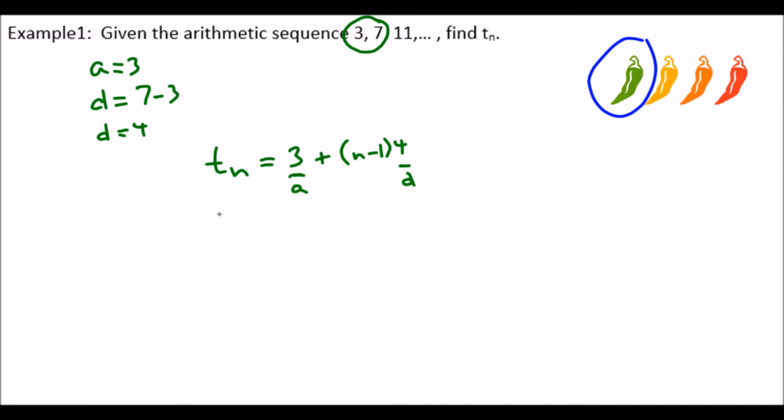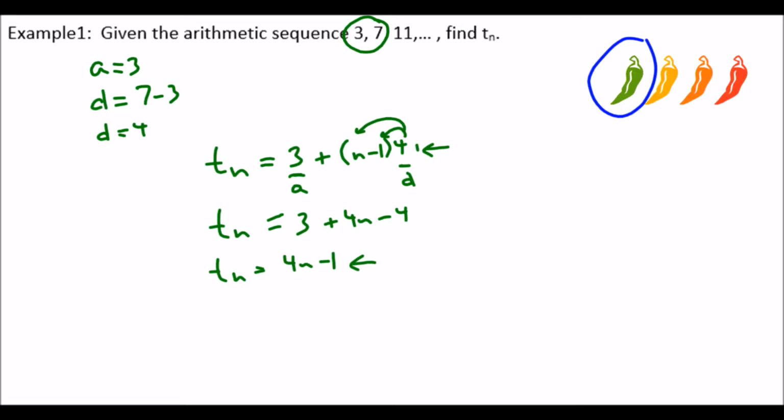In the textbook, it actually simplifies it a little bit. So if I distribute this and add like terms, I will accept this answer on a test. But if I distribute and add like terms, I'm going to get 3 plus 4n minus 4. Add like terms here, I get t subscript n is equal to 4n minus 1. Again, this is the textbook.